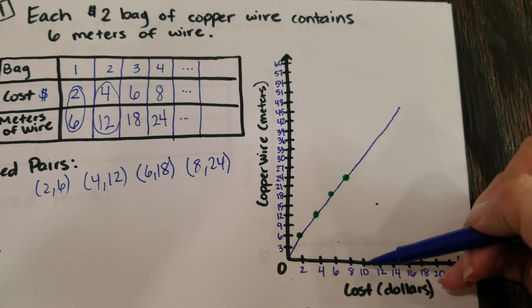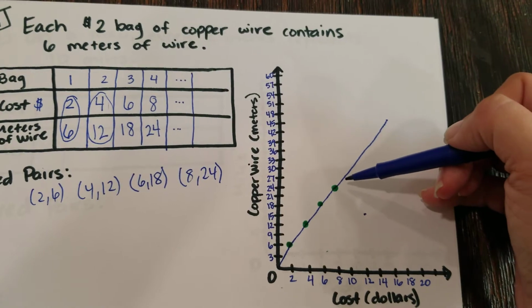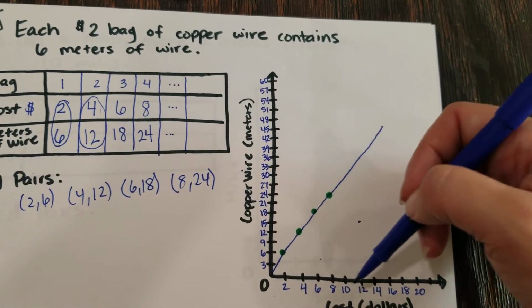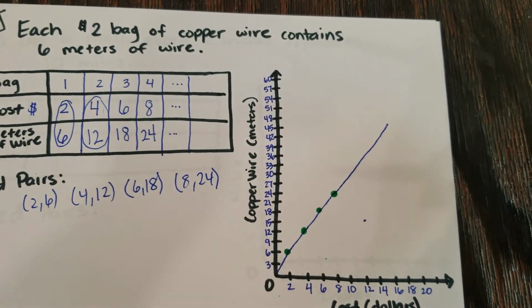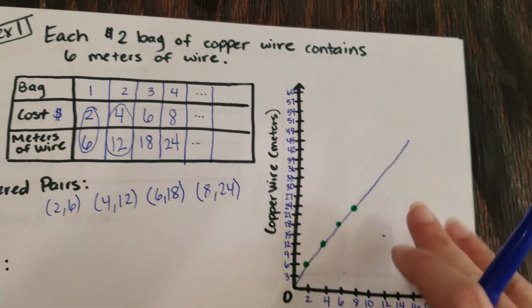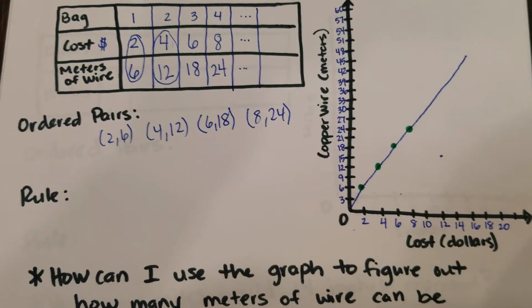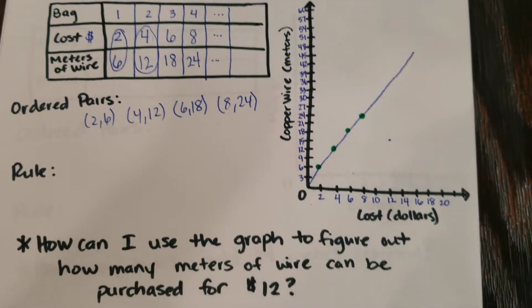So that means if I had 10, I can go up here and I see how much the wire would be, right? 10 would be about 30, okay? If I had 12, I go up the line, and how much would that be? It's about 36. It's a little off, but it's because I don't have graph paper. All right, so extended the line. And now I should be able to answer this question.